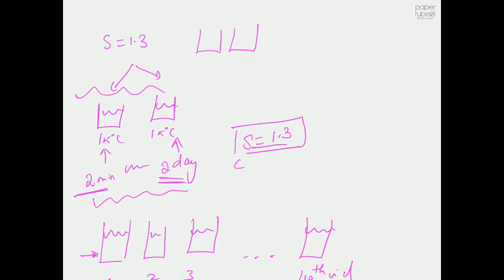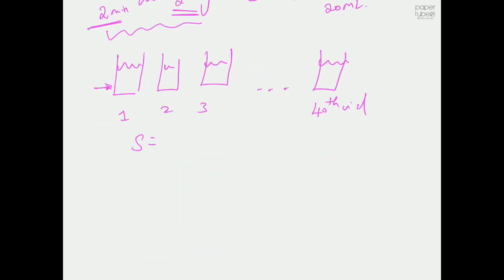We know the solubility of this compound is 2.23 grams per 20 ml. So if you need to create a supersaturation of 1.3, we know the formula: supersaturation ratio is equal to C by C star. So C will be equal to S multiplied by C star. Give me a second, let me change the pen.